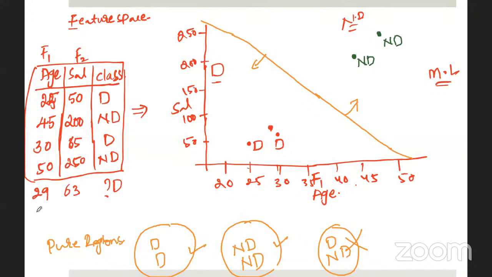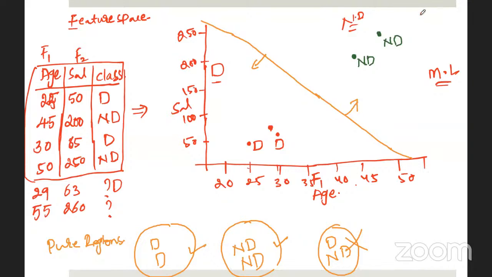Then there is another customer, let us say, for example, 55 years. So the salary is, let's say, 260. For this customer, we have to take a decision whether this customer would become a defaulter or not. Now 55 years is somewhere around here and 263 is somewhere around here.